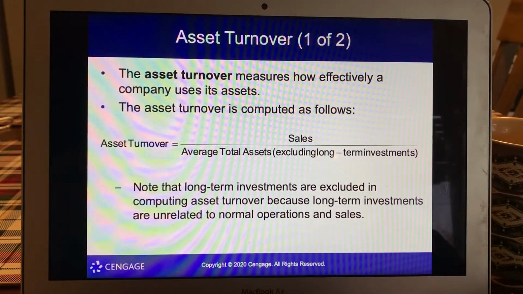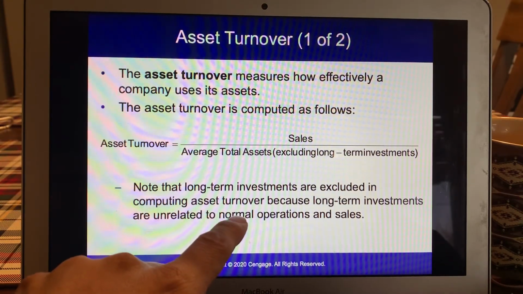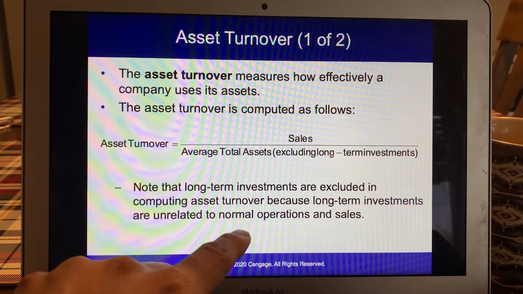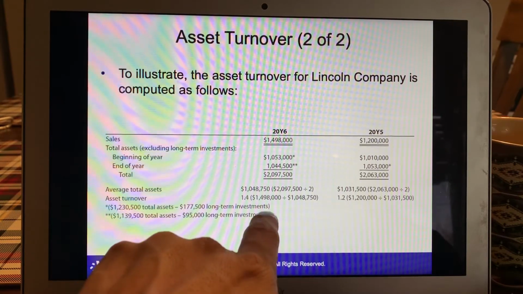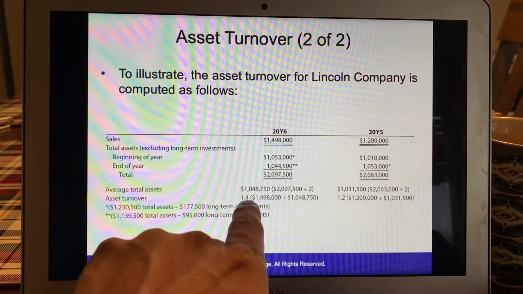So asset turnover is sales divided by average total assets, excluding long-term investments. Note that long-term investments are excluded in computing asset turnover because long-term investments are unrelated to normal operations and sales. So here's the example. Again, it breaks it down for you. These numbers can help you figure out some of the homework as well.